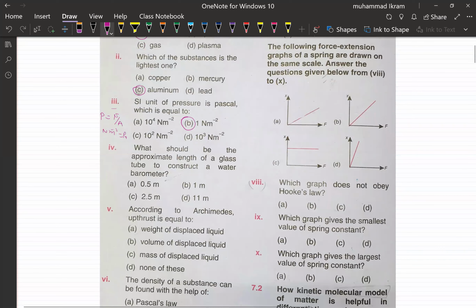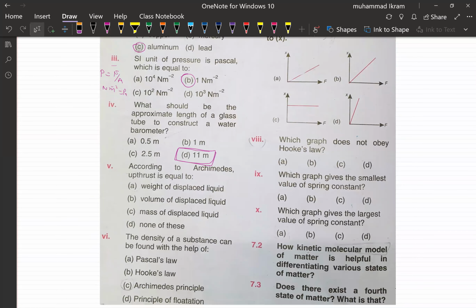The fourth one, what should be the approximate length of the glass tube to construct a water barometer? If you remember, I told you that a water barometer would be very much out of proportion, because the density of water is smaller than the density of mercury. It will need a very long tube, right? That was approximately 10 meters calculated. So 11 is very close to it.